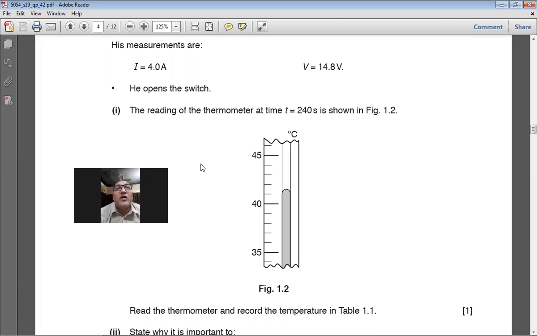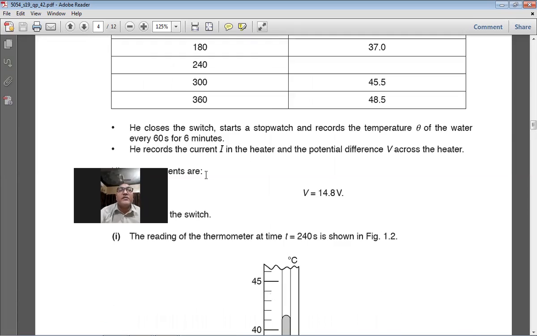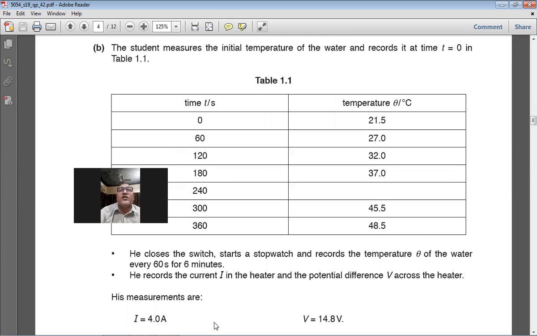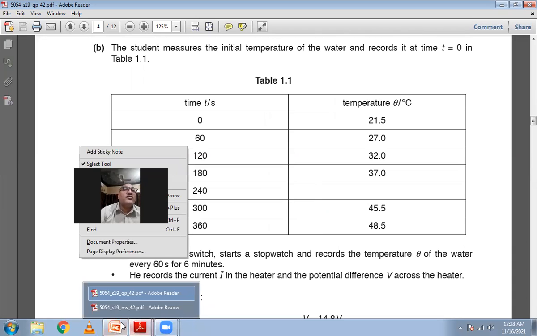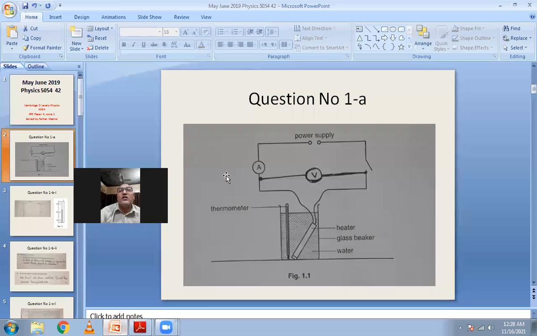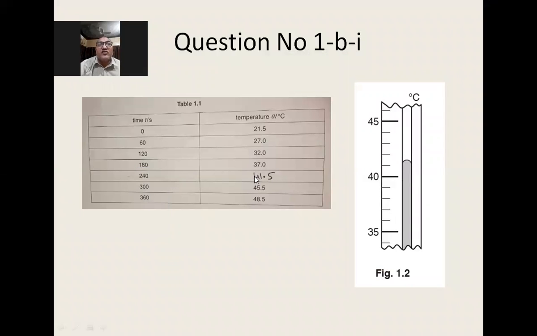The reading of the thermometer at the time t equals to 240 seconds is shown in the figure 1.2. So you can see here the reading will be 41.5. Read the thermometer and record the temperature in the table 1.1. So here you will write 41.5. Let me show you. I have done this. So I have recorded this reading. So this reading you can see is 41.5. I read this reading from this diagram.